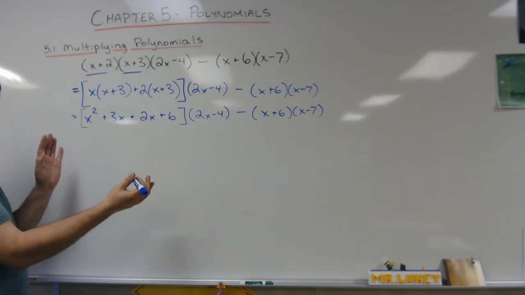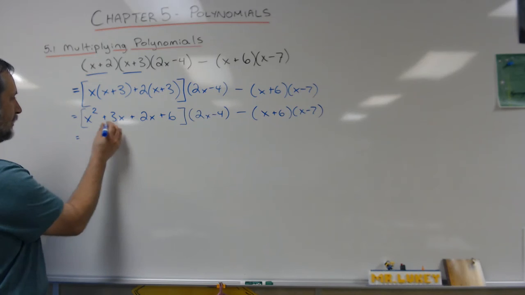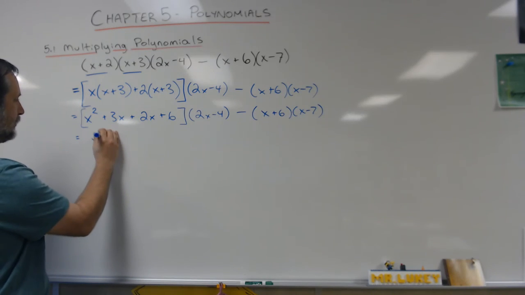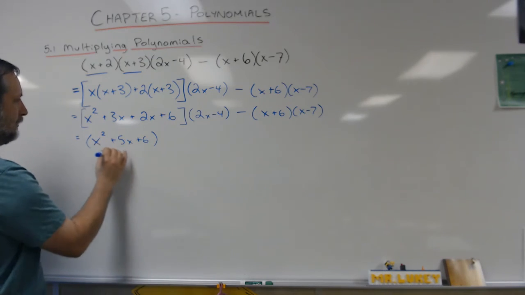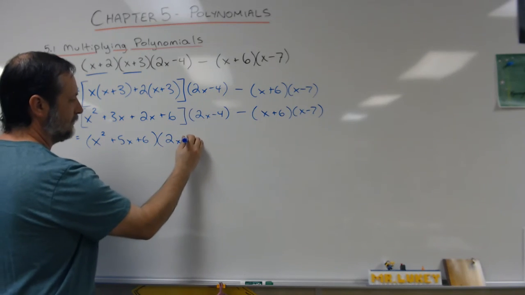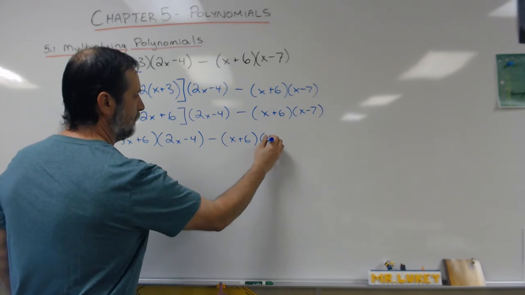Now I can carry this through, or I can collect my like terms now. Just to make it easier, I'm going to collect my like terms now, turn this into x squared plus 5x plus 6 times 2x minus 4 minus x plus 6.